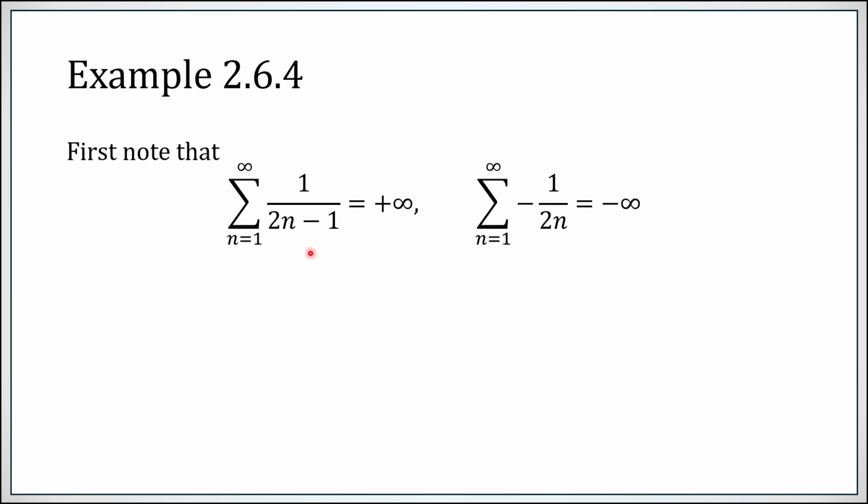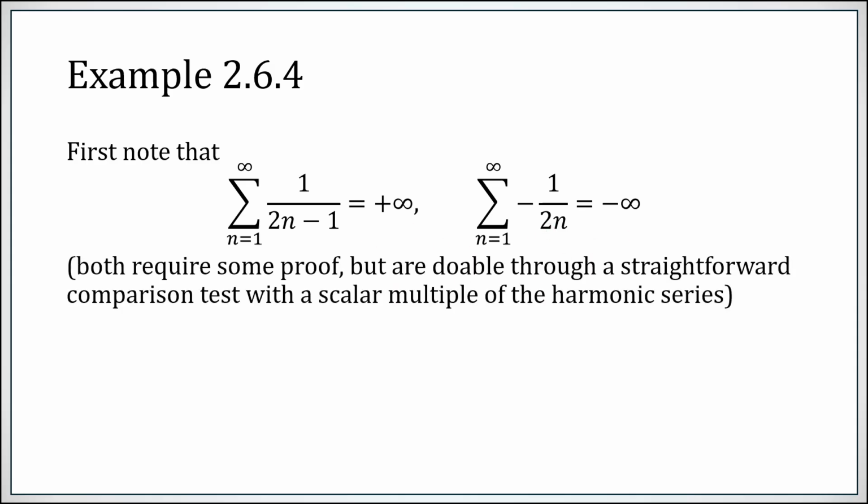If all you did was add up 1 over the odd numbers or 1 over the even numbers, those would still be diverging. Okay, this is a minor exercise. They do require some proof, but you can do a straightforward comparison test with the harmonic series that you began with.